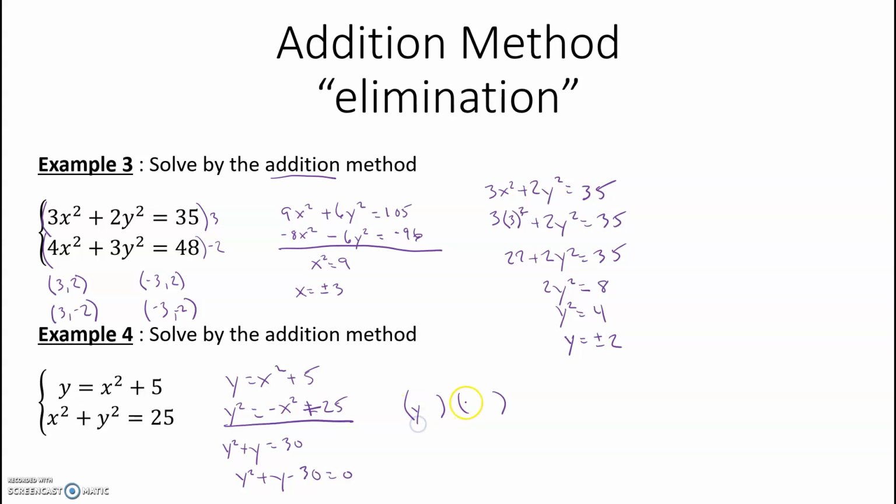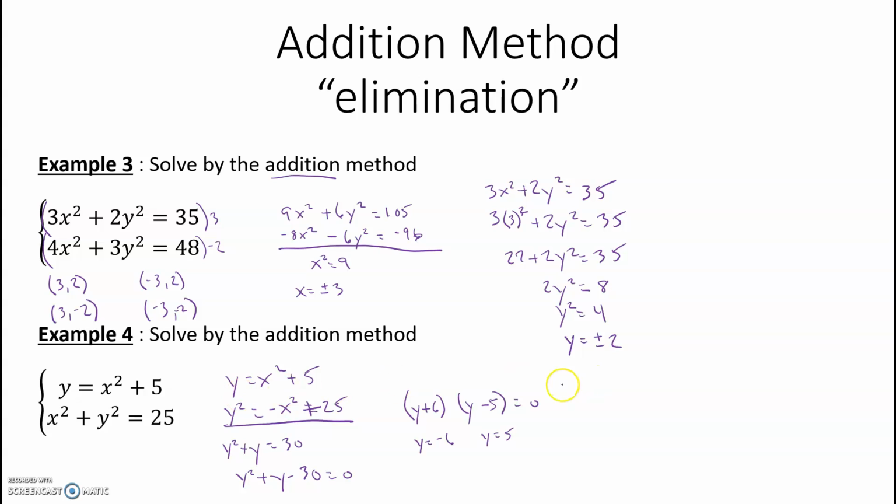So we have y times y gets me y squared. 6 times 5 gets me 30. And the reason I chose 6 and 5 is because when I subtract them, I'm going to get 1y. So +6 minus 5 gets me 1y. So we got y plus 6 equals 0, so y is -6. And y minus 5 equals 0, so y is 5.